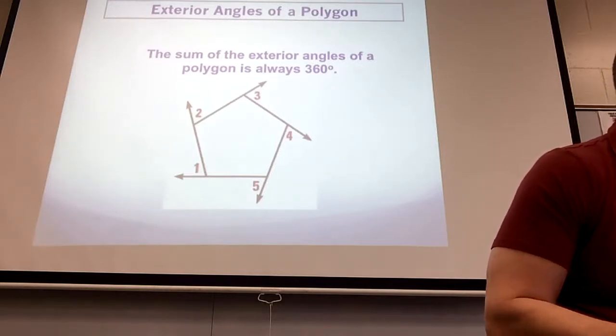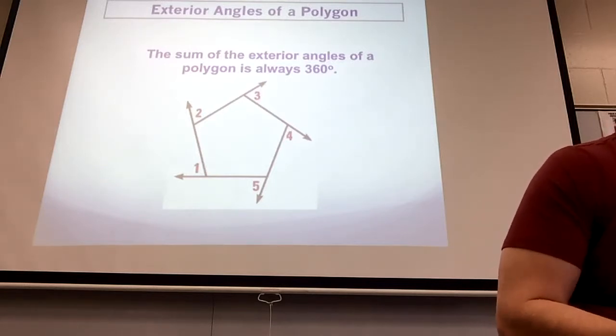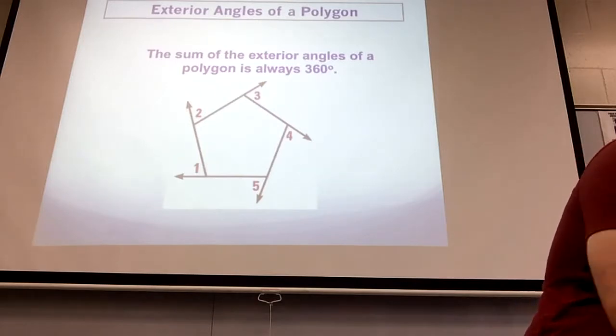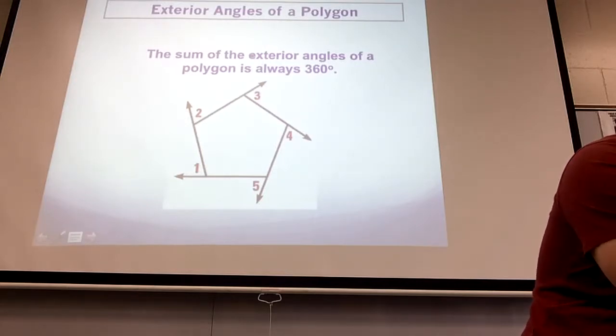Again, I don't have it up there, but this is only for convex polygons. Okay? If it's concave, then you just move on. But all the problems you do will be convex ones. All right, so just make sure you have a note saying exterior angles always add up to 360.